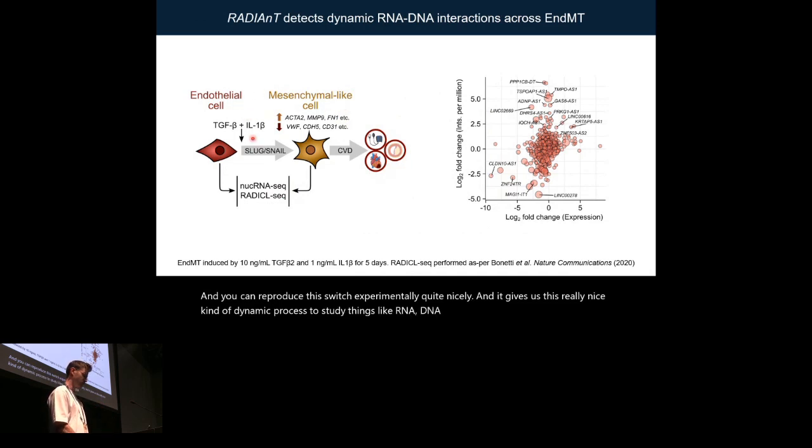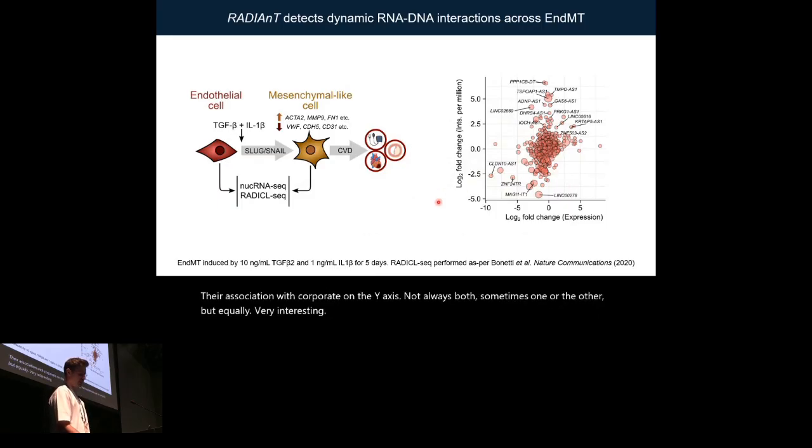And so we did this experiment. We generated nuclear RNA sequencing and RADICL sequencing across the control and the treated cells. And what you can see here on the right-hand side of the slide is that we could identify an awful lot of long non-coding RNAs which were dynamic not only in their expression on the x-axis, but also in their association with chromatin on the y-axis. Not always both, sometimes one or the other, but equally very interesting.